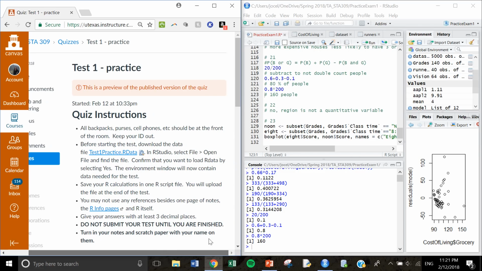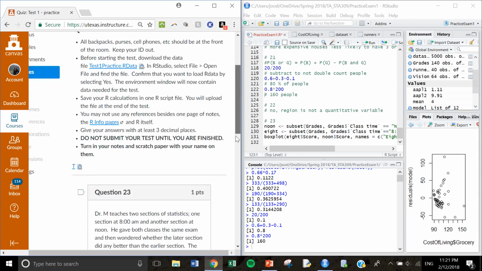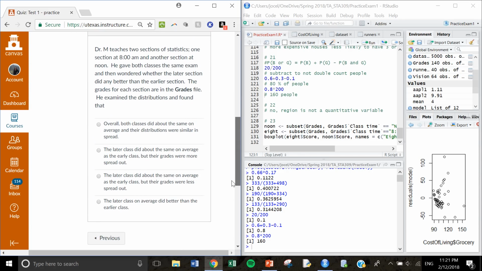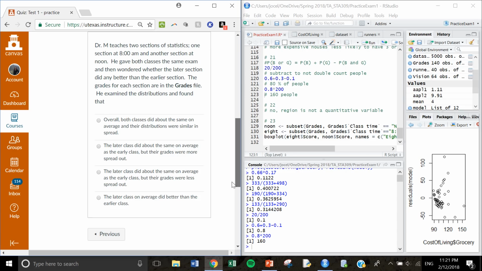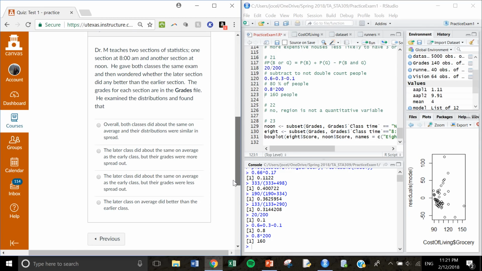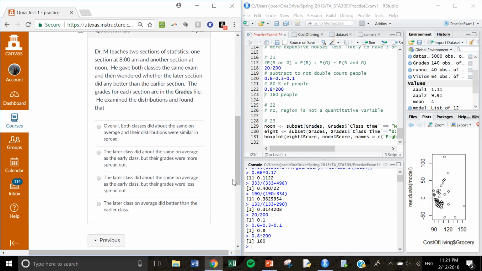Last question, number 23. Dr. M teaches 2 sections of stats, one section at 8 a.m. and another section at noon. He gave both classes the same exam and then wondered whether the later section did any better than the earlier section. The grades for each section are in the grades file, and we're trying to examine the distributions.